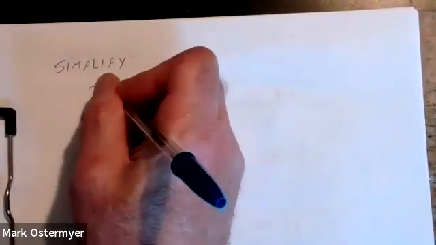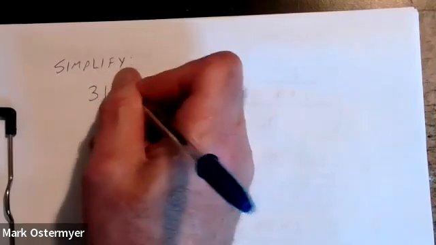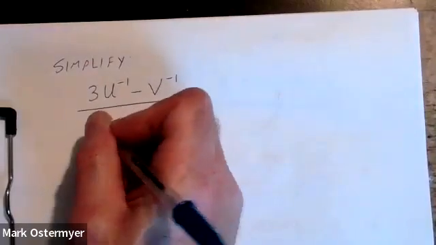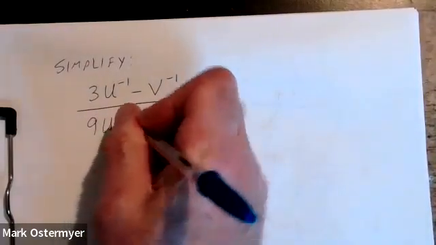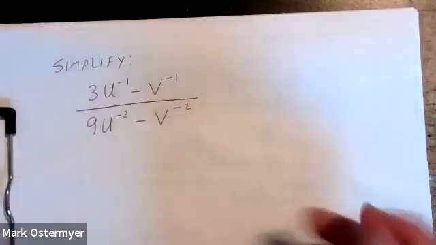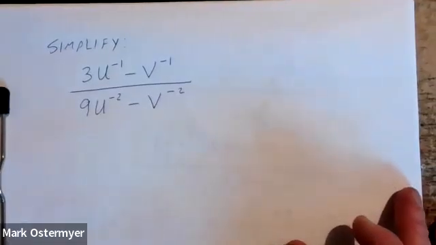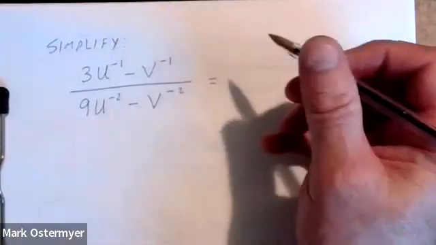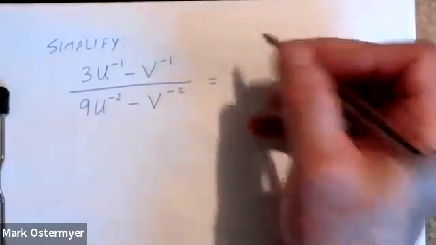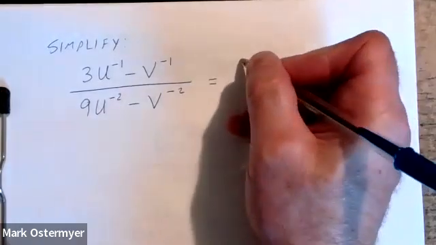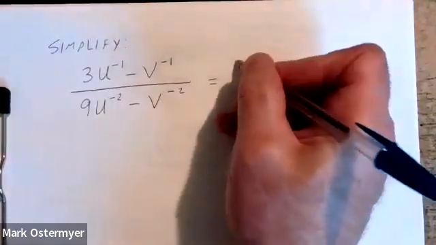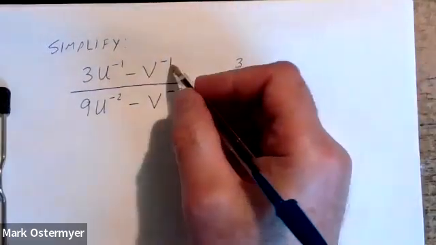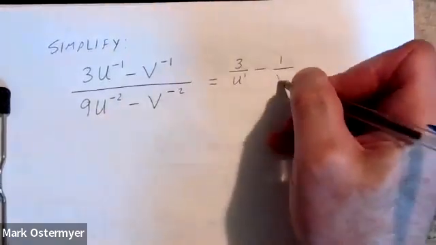All right, let's try to simplify this one here. We got 3 times u to the negative 1 power minus v to the negative 1 power, and that sits over 9 times u to the negative 2 power minus v to the negative 2 power. The first thing I would recommend is to get rid of our negative exponents. Remember, to do away with the negative sign in an exponent, we have to reciprocate the base. So 3 times u to the negative 1 power is rewritten as 3 over u to the first power. V to the negative 1 power is rewritten as 1 over v to the first power.